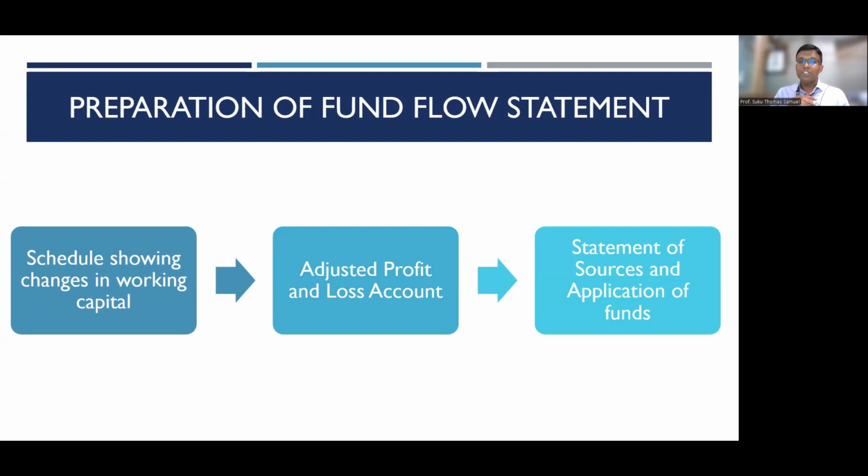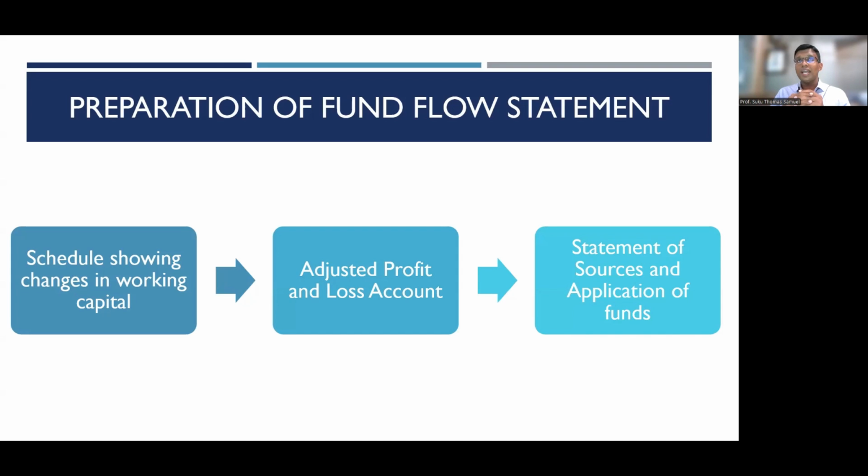The first step, schedule showing changes in working capital. With the help of the measures of current assets and current liabilities, we will try and understand what the changes in working capital are. We will try and see, is there an increase or decrease in the working capital of a firm? The second statement, we would be preparing the adjusted profit and loss account.